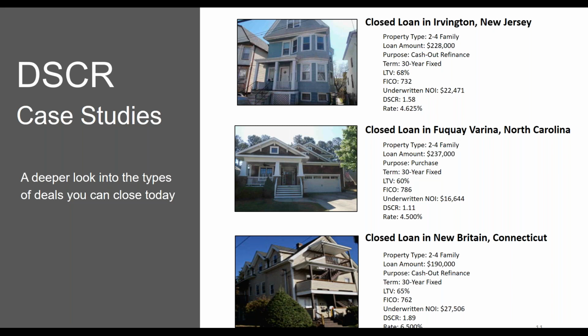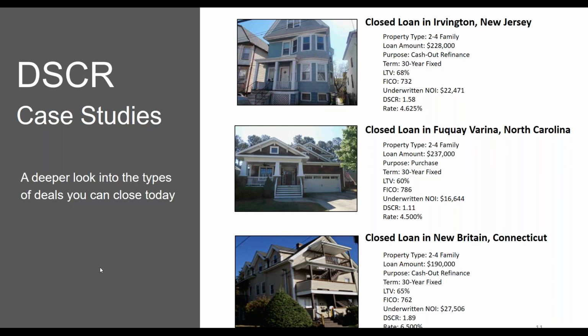Here's another one in North Carolina. Similar loan amount. Okay, income is a little bit less than the one in New Jersey. So we're talking about an income of 1.11. Again, if I drove by that house, it would not scream investment at me. But there it is, an investment property, 2 to 4 family, a purchase, again on a 30-year fix, as they all are. And then we go up to New Britain, Connecticut.